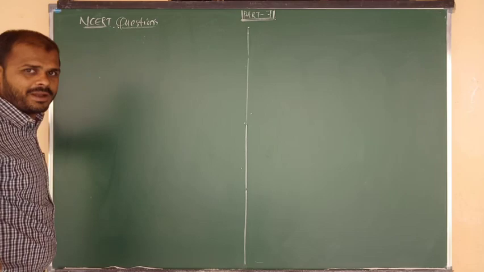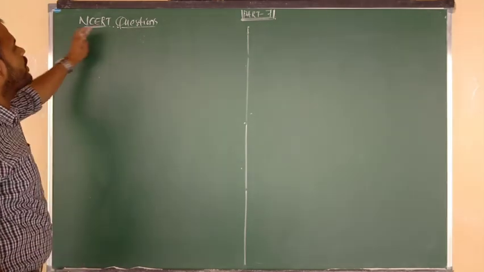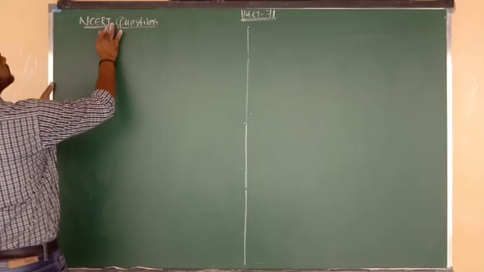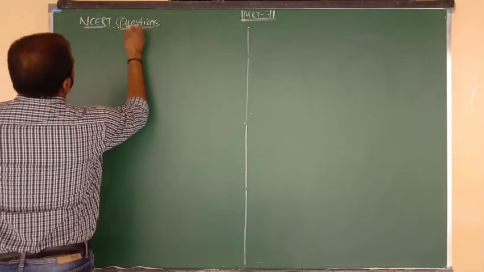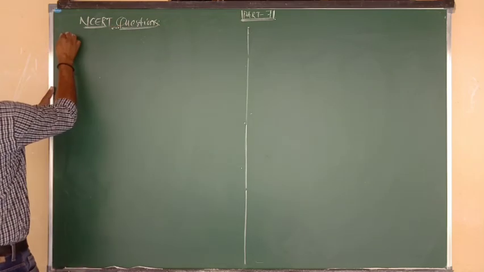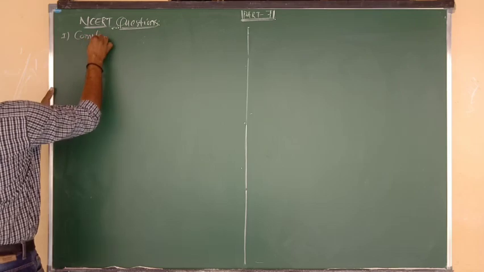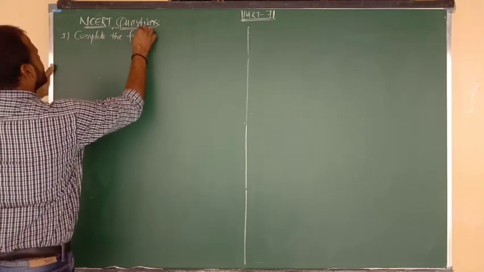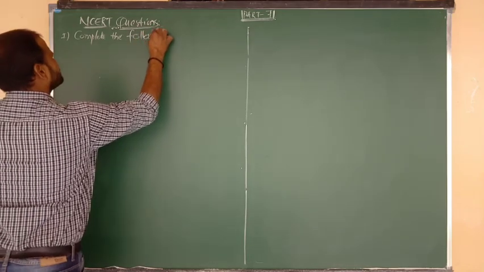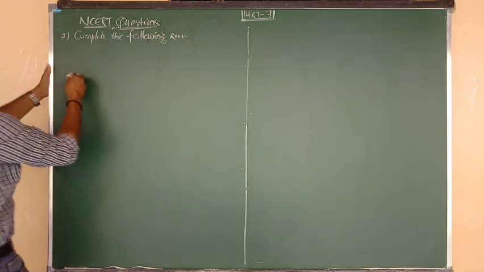Up to now, what we have prepared, around 8 to 10 methods are there, beta. So on the basis of all preparations, I am going to give you some NCERT questions. Yes, in that, number 1 type question is: complete the following reactions.